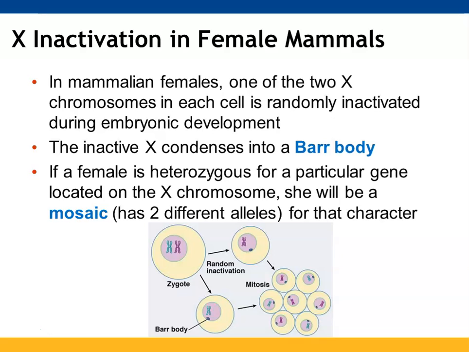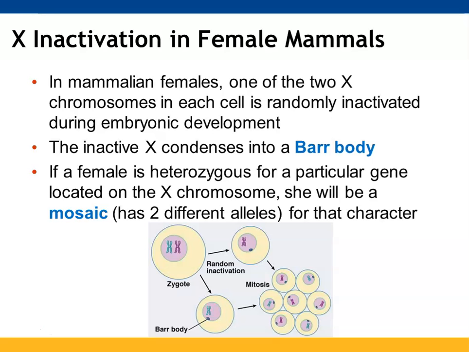So X inactivation. Males have an X chromosome, females have two X chromosomes. We do not need, as females, twice the amount of genes produced that you would have present on your X chromosomes if they were both being transcribed and translated. So one of those X chromosomes gets randomly inactivated as the embryo is growing, and it gets condensed into what we call a bar body.